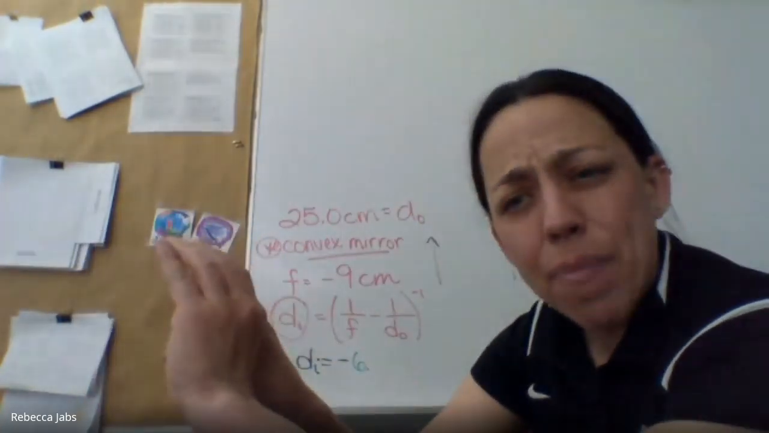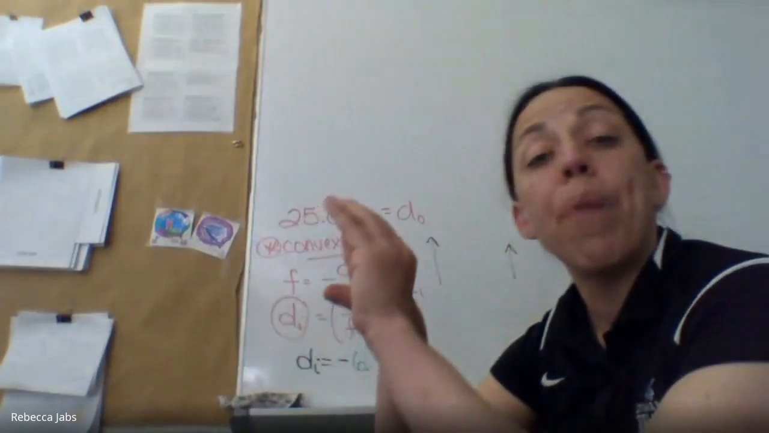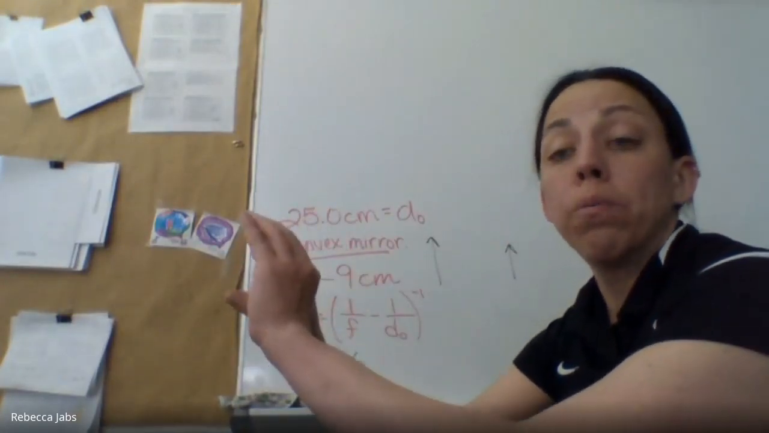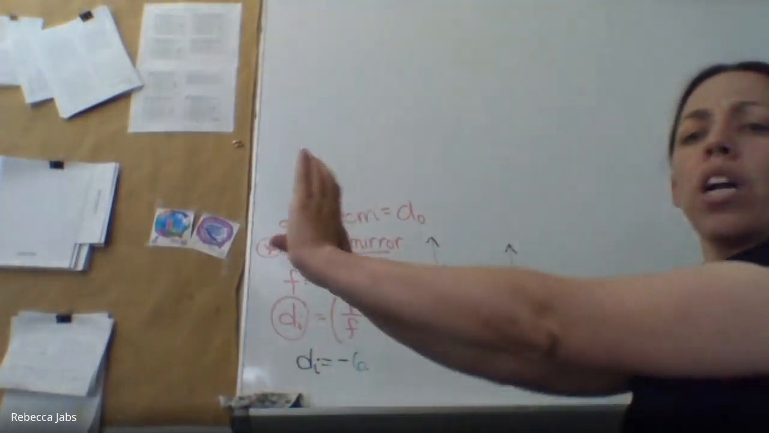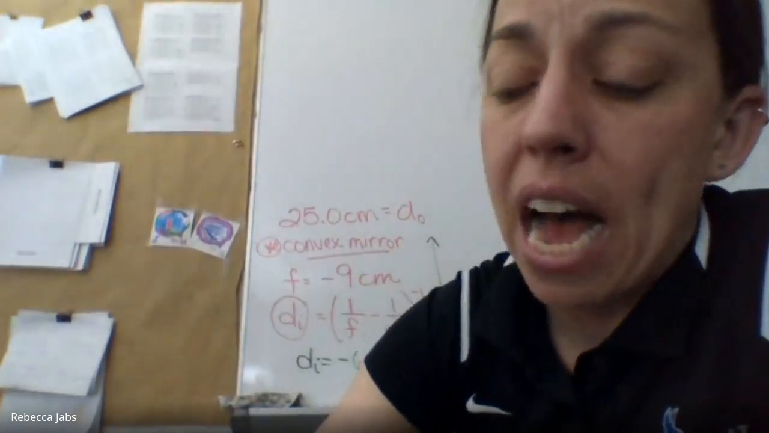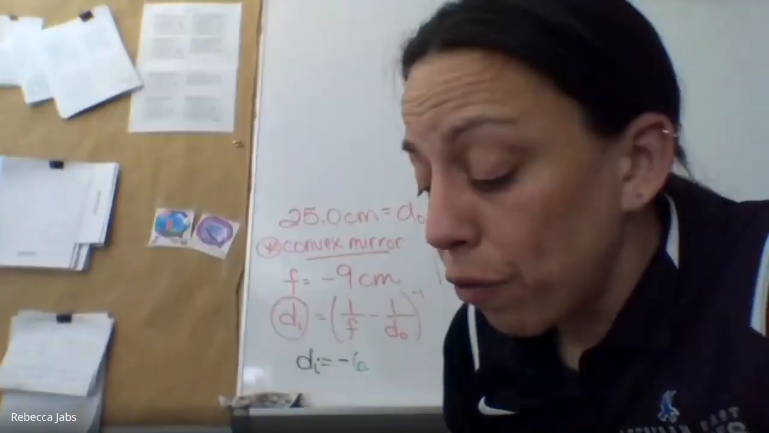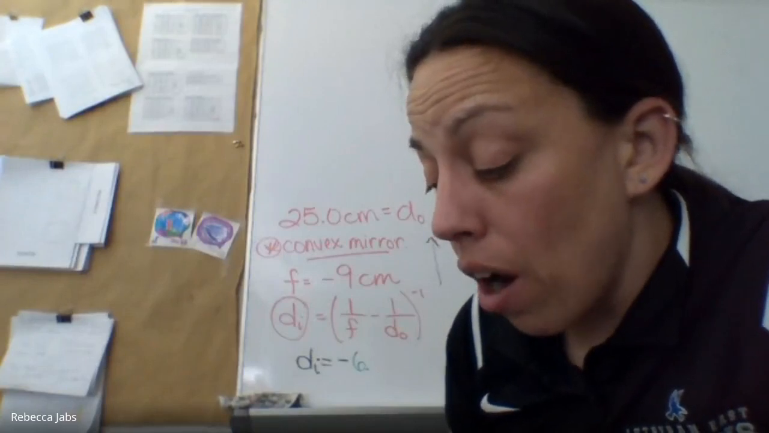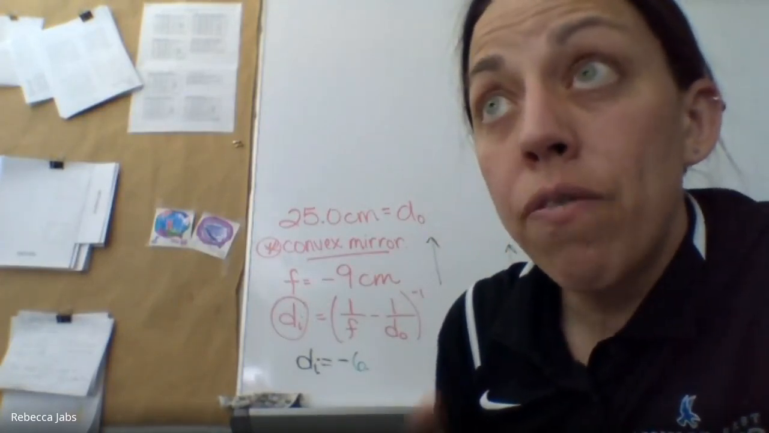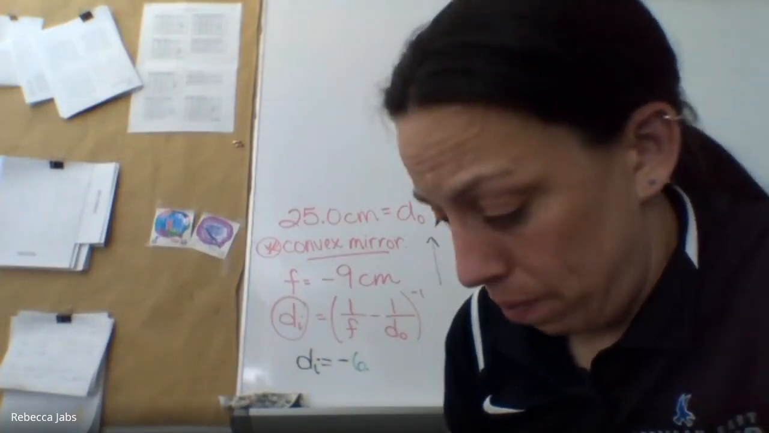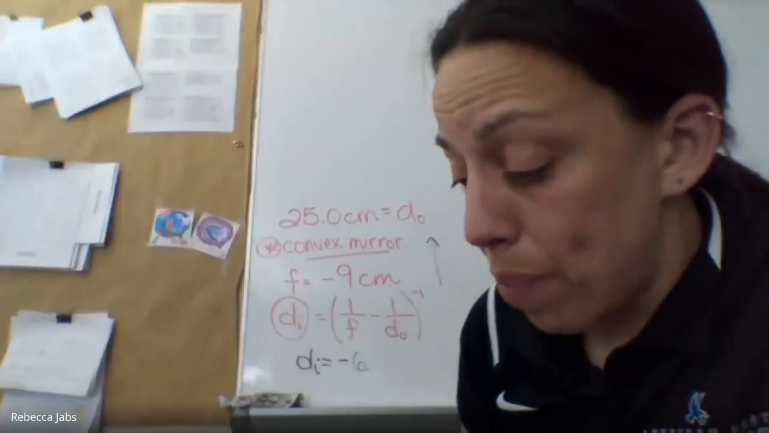If you remember when I said we're looking at the back of the spoon, no matter how close I get, does my image ever flip upside down? If I move closer, does my nose flip upside down? If I go really far away, does my nose flip upside down? No. Do you ever flip upside down when you are on a convex mirror? No. So since you don't flip upside down, guess what? It's a virtual image. Yep.